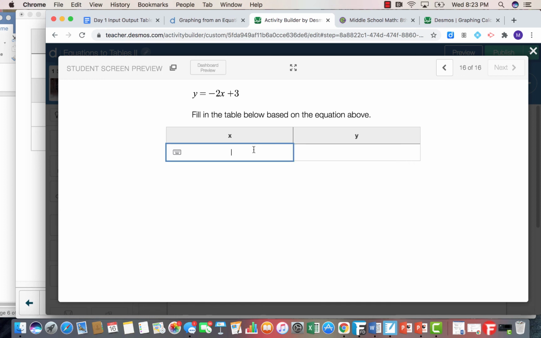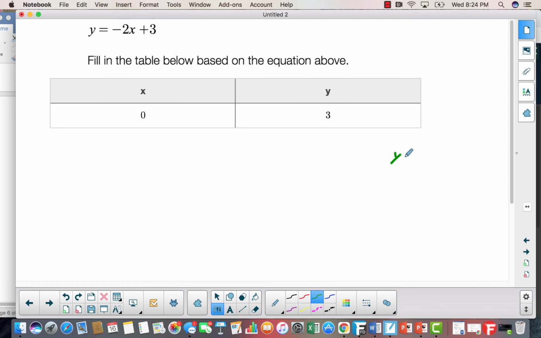Fill in the table based on the equation above. I'm just going to put in 1 point. Negative 2 times 0 is 0, plus 3 is 3. So there's the equation y equals negative 2x plus 3. I'm going to plug in 1 for x, negative 2 times 1. So negative 2 times 1 is negative 2. And then if I add 3 to that, it's going to equal 1. So I could say x is 1, and then y is 1.